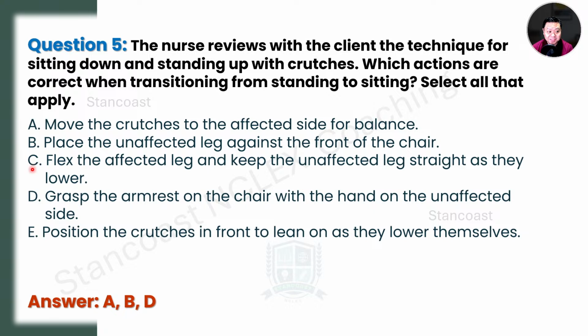If you selected letter C, flex the affected leg and keep the unaffected leg straight as they lower, this is actually not safe for them to do. The unaffected leg should be bent while the patient starts lowering. And letter E, position the crutches in front to lean on as they lower themselves, this can destabilize the patient. Instead, they should rely on the armrest for support when sitting down.